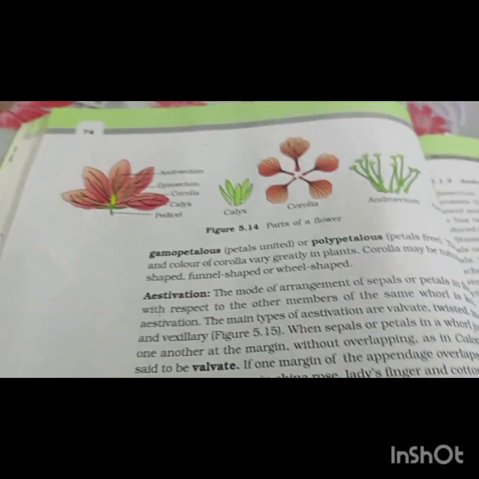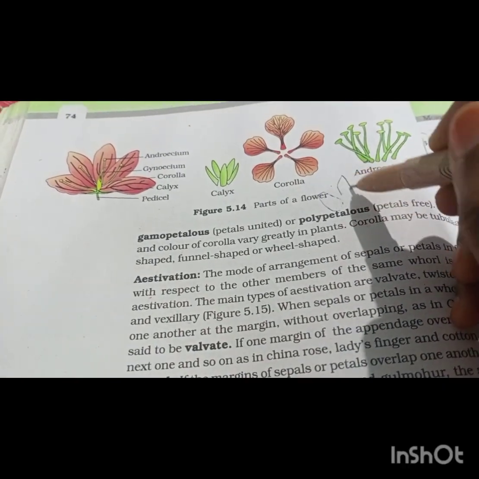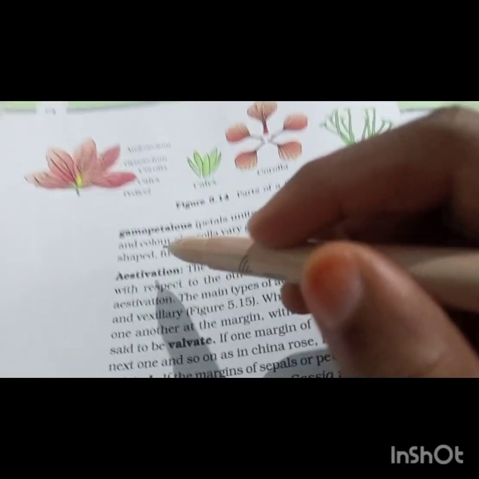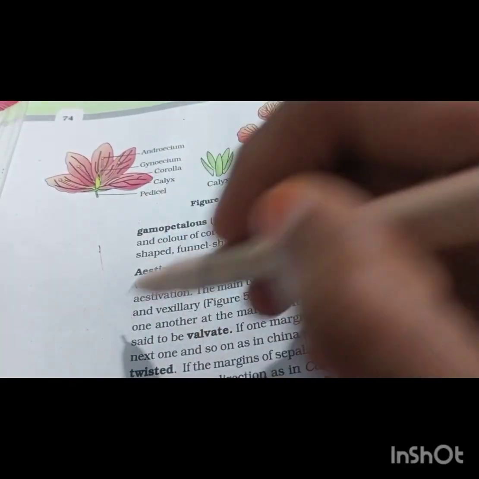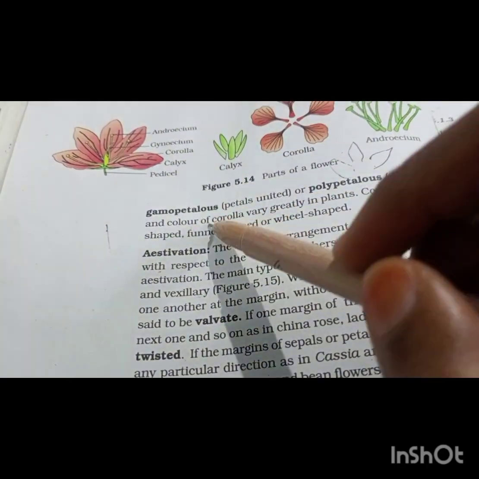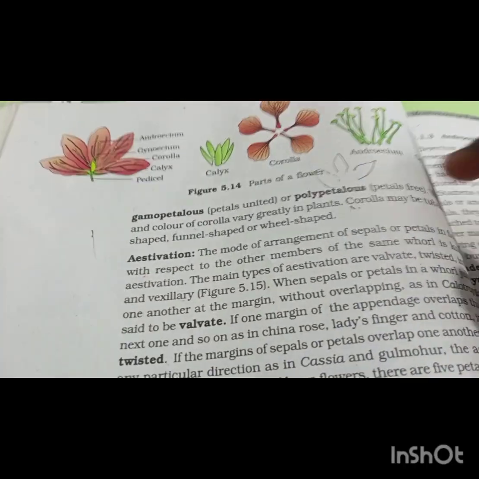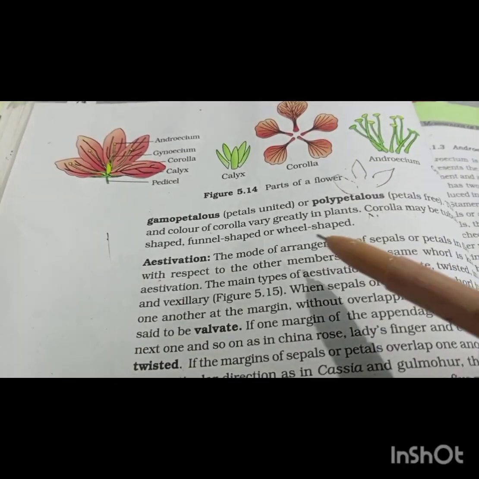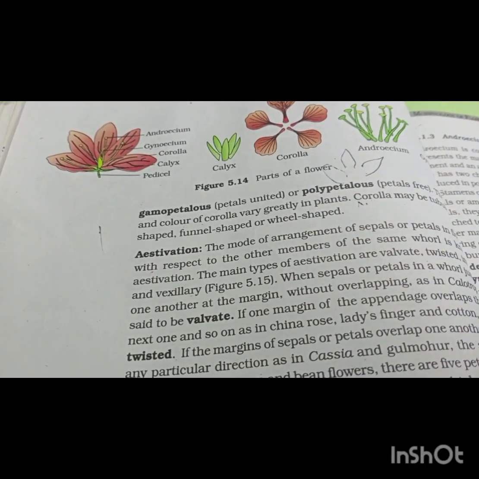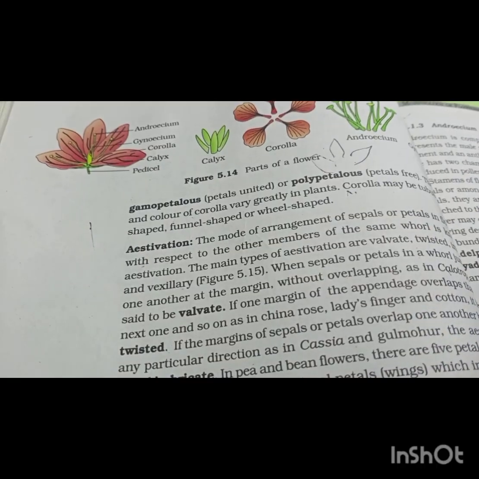Like calyx, corolla can also be either free or fused, just like datura, where you can see a fused petal. The petals are joined together. In that case, it is known as gamopetalous. And if the petals are free and not joined together, in that case, it is known as polypetalous. And the shape and color of the corolla varies from plant to plant. It may be either tubular, funnel shaped, or wheel shaped. That changes with the plants.